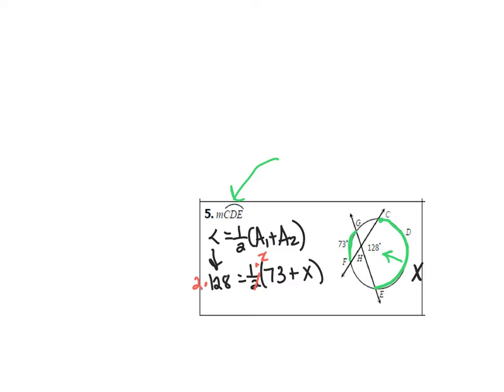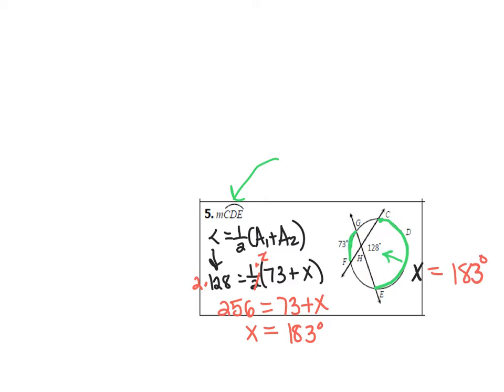Once I do that, I get 2 times 128 is 256. So 256 is equal to 73 plus x. I'm going to subtract 73 from each side. I get x is equal to 183. So this arc is equal to 183 degrees.